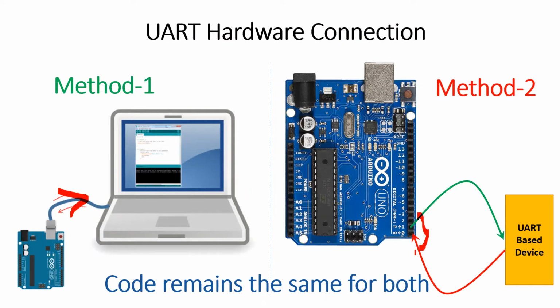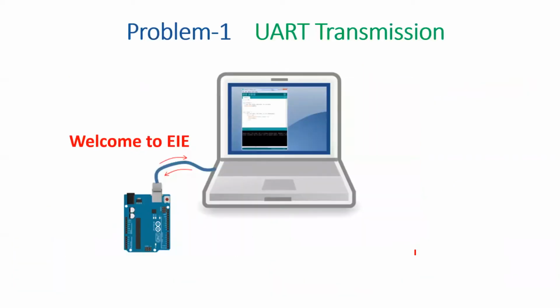We are going to interface the Arduino board with a personal computer, and we are going to see how to transmit and receive data via UART communication. In problem 1, we are going to make the Arduino board transmit a constant string, "Welcome to EIE", to the personal computer every 1 second. So the data is transmitted from the Arduino board to the computer via UART communication.